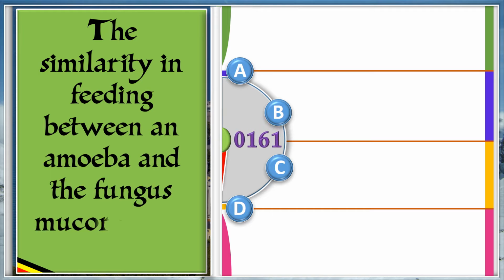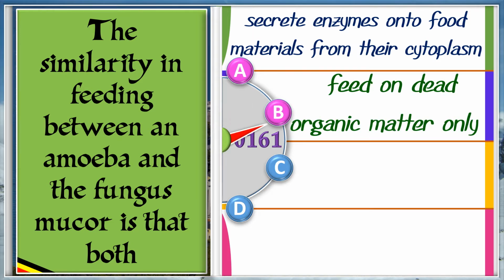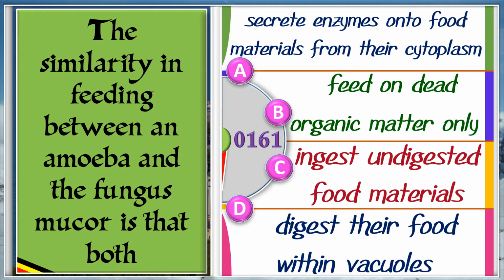The similarity in feeding between an amoeba and a fungus mucor is that both: A. secrete enzymes onto food material from their cytoplasm. B. Feed on dead organic matter only. C. Ingest undigested food materials. D. Digest their food within vacuole. And the answer is A. Secrete enzymes onto food materials from their cytoplasm.